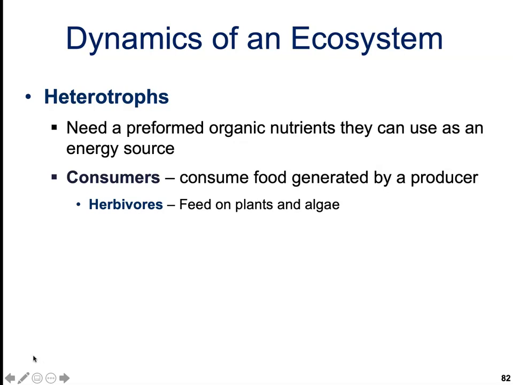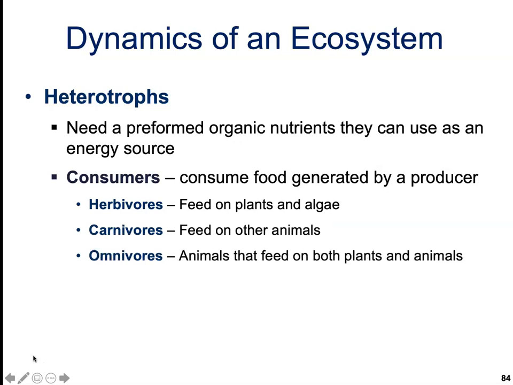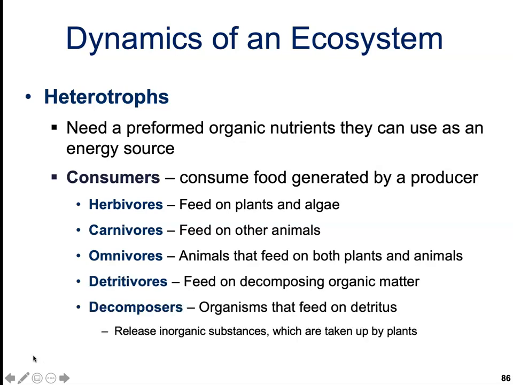These are things like herbivores. Herbivores feed on plants and algae. Carnivores feed on other animals. Omnivores are animals that can feed on both plants and animals. And then there are detritivores. Detritivores feed on decomposing organic matter, so they feed on things that are already dead, and break that down further into a form known as detritus. Decomposers can then break down that detritus. They release inorganic substances, which are then taken up by plants.